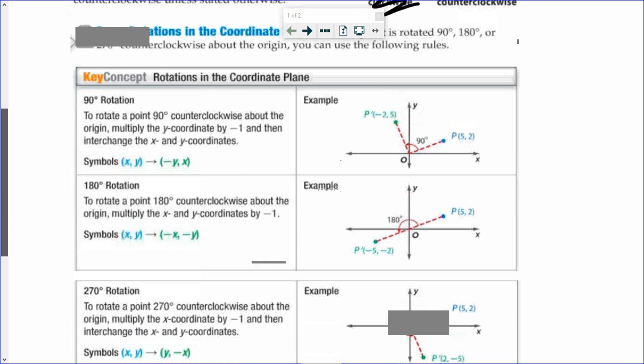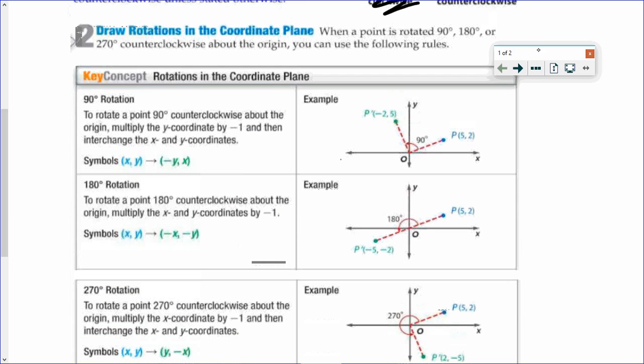So, how to draw rotations in the coordinate plane. When a point is rotated 90, 180, or 270 degrees counterclockwise about the origin, you can use the following rules. Okay? For a 90-degree rotation, if you have a point (x, y), flip the ordered pair and change the sign of y. So (x, y) becomes (negative y, x).